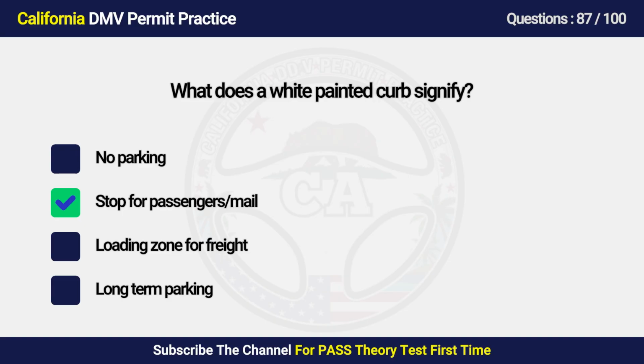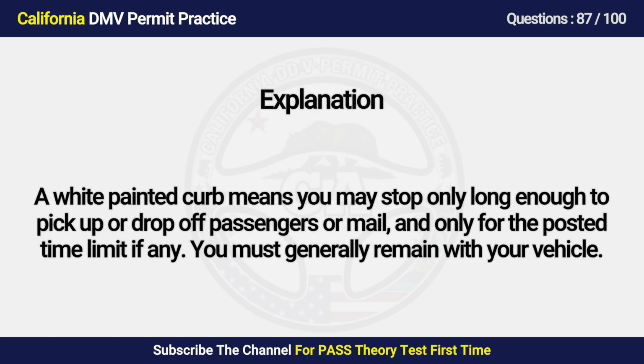Answer is B. Stop for passengers. A white painted curb means you may stop only long enough to pick up or drop off passengers or mail, and only for the posted time limit, if any. You must generally remain with your vehicle.